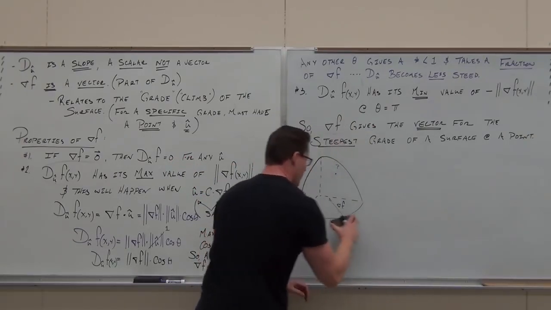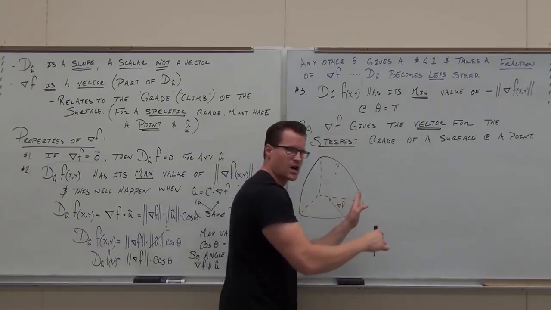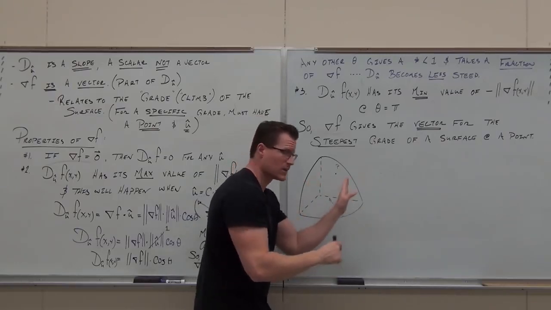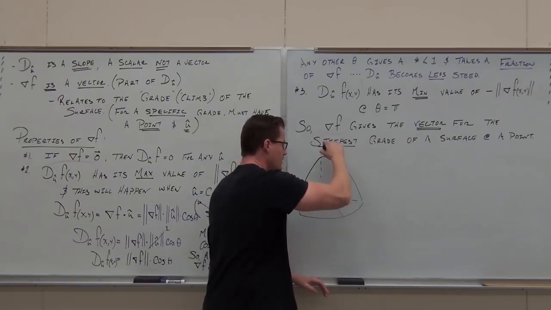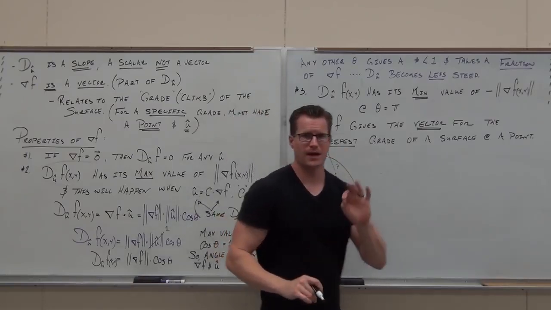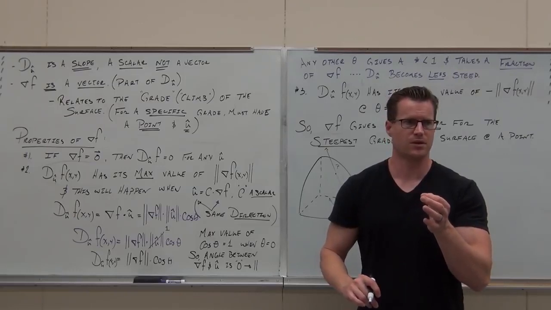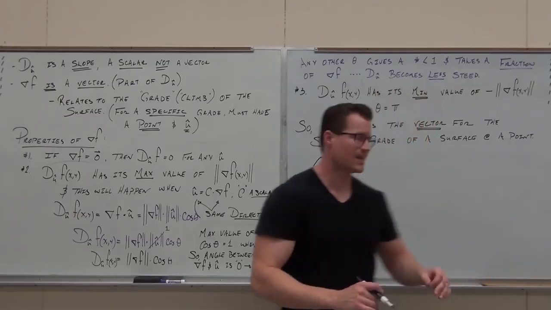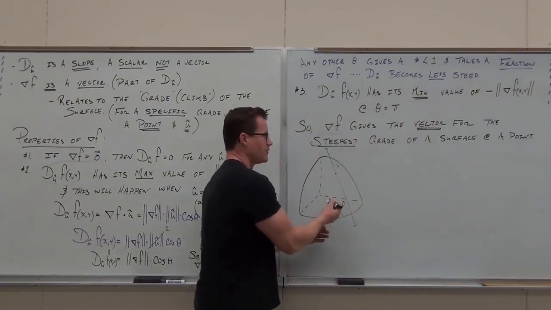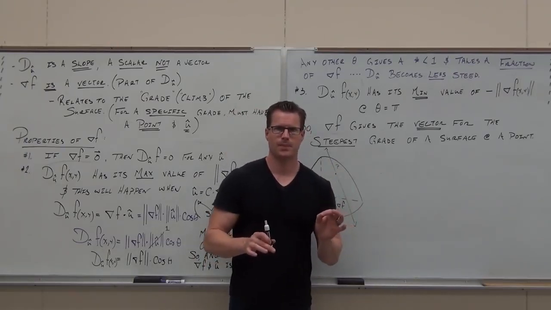Well, here's our gradient, line it up so that my tangent vector is right on top of that, or at least going parallel to that. And what's going to happen with this is the slope going up that surface at that point will be the maximum slope that you have going through that point. That's what the gradient vector tells you. It gives you the vector for the steepest grade of a surface at a point.